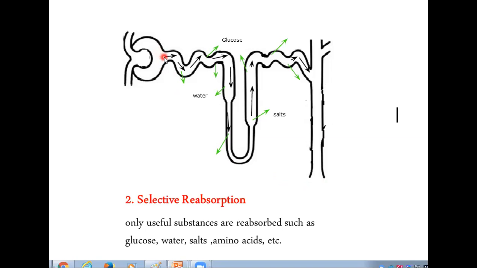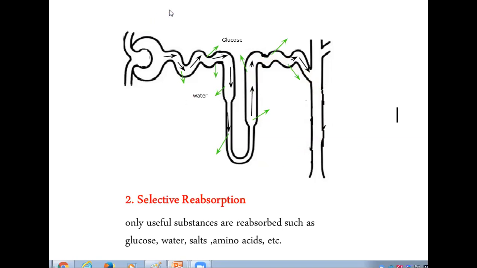After filtration, glomerulus filtrate moves along the renal tubule. As the filtrate moves along the tubule, useful substances such as glucose, amino acids, water, and salts are reabsorbed into the surrounding capillaries. This reabsorption is highly selective. Only useful substances are reabsorbed. After the reabsorption of useful substances, the filtrate which contains only waste is called urine, which enters the collecting duct.